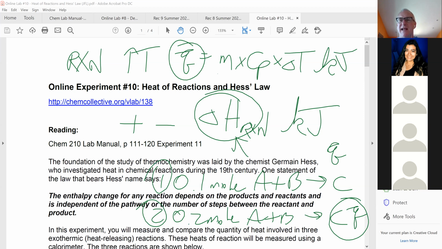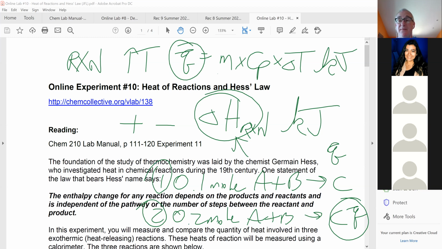But why is it the same? I did the experiment, you did the experiment. You got twice as much heat as I did, but our delta H is the same. How's that possible? Because the energy that I need to break down the bond is equal to the energy that I need to make the bond.